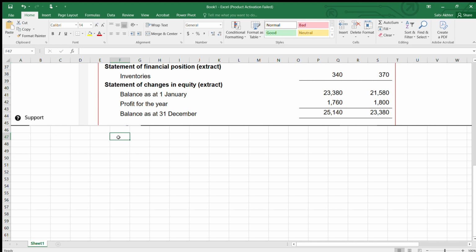Okay, so the latest year first. The current year is 2007. This is weighted average, the old, and next is FIFO. FIFO is the new one, the new policy. So with old policy and new policy, the same we are going to do for 2006 because we need a comparative figure.